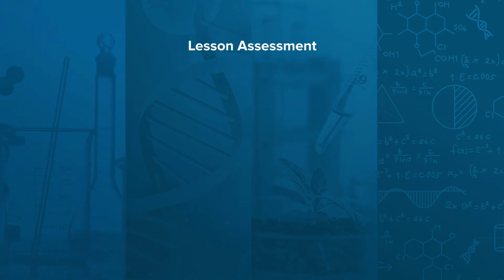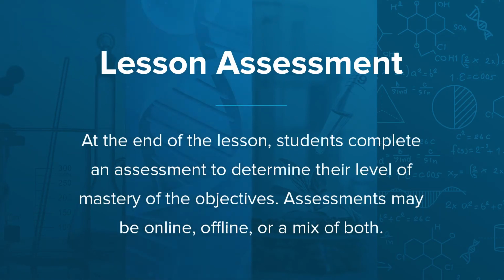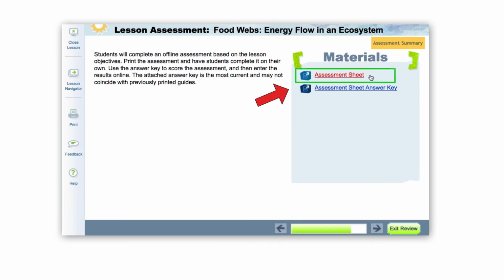At the end of the lesson, students complete an assessment to determine their level of mastery of the objectives. Assessments may be online, offline, or a mix of both. In this offline assessment, your student will answer questions on a printable assessment sheet.